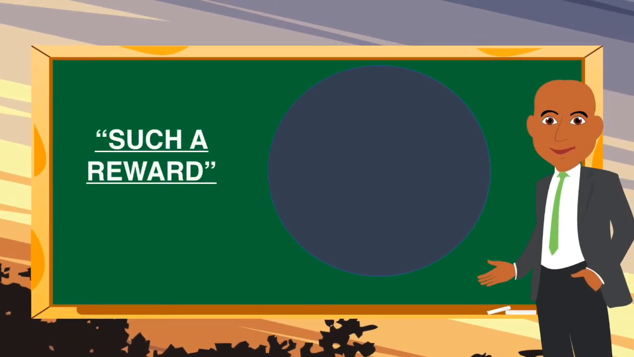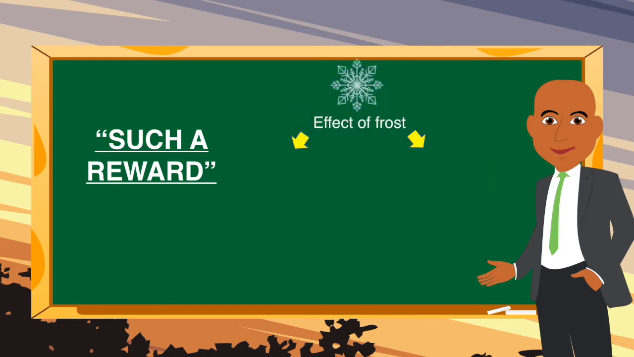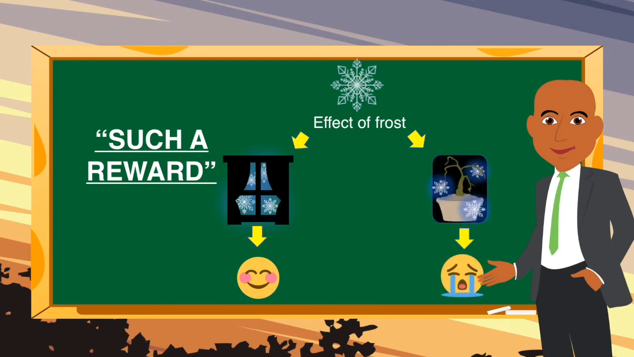Such a reward. An effect not only produces a phenomenon, but also invariably leaves some trace or impression. For example, the effect of frost forming will give a pleasant feeling to someone who enjoys the pattern that it makes on the window panes, while the same effect will give an unpleasant feeling to someone whose crops have been damaged. The function of an effect leaving a trace or impression is called such a reward.